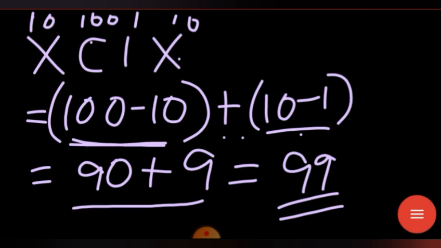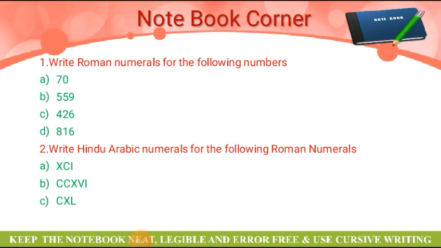Okay children, next is your notebook corner. Here are 2 questions. Write Roman numerals for the following numbers. For the numbers given, write the Roman numerals for them. Then the next question: write Hindu Arabic numerals for the following Roman numerals. Here Roman numerals are given, and you write the Hindu Arabic numeral. Do you understand the questions? Okay, try to do these 2 questions.